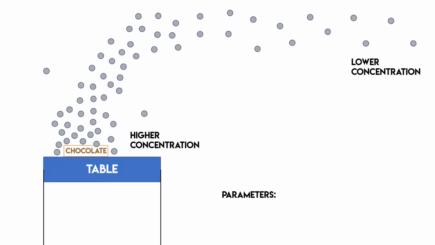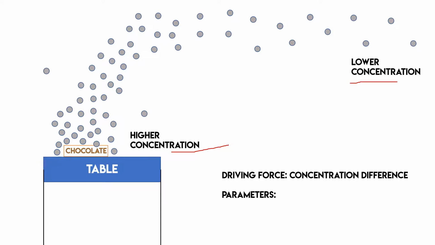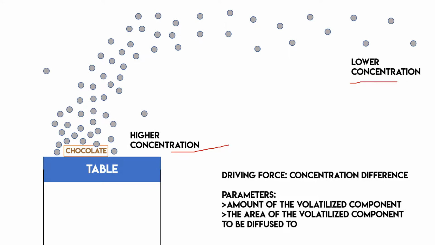The driving force for this process is due to concentration difference in the room. The volatilized components of chocolate try to occupy the entire room until the room has uniform concentration of these components, since molecules move from higher concentration to lower concentration. For this case, from the chocolate to the room. I think the parameters to determine the rate of mass transfer in this process are the concentration or the amount of the volatilized component and the area of the volatilized component to be diffused to, or the room.